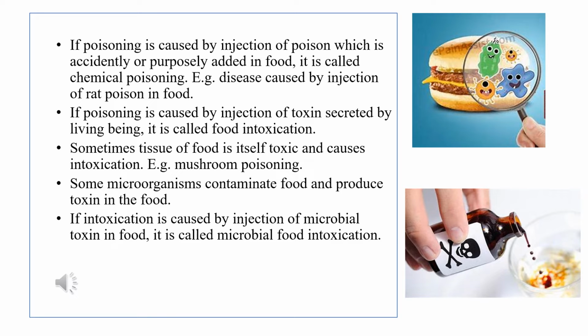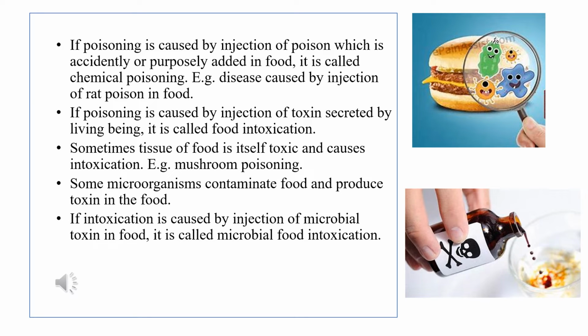Food poisoning can be caused by many methods. Chemical poisoning means poisoning caused by ingestion of a poison which is accidentally or purposefully added to the food. An example is the disease caused by ingestion of rat poison in food. Any kind of poisonous material, if accidentally or purposefully added to the food, is called chemical poisoning.